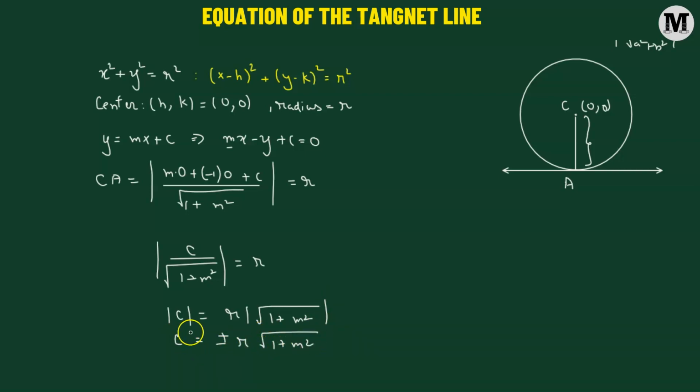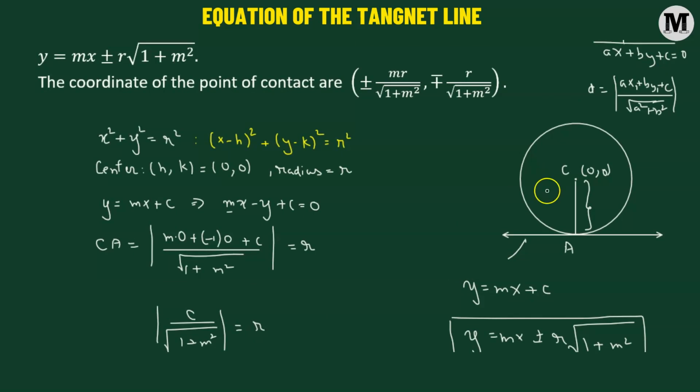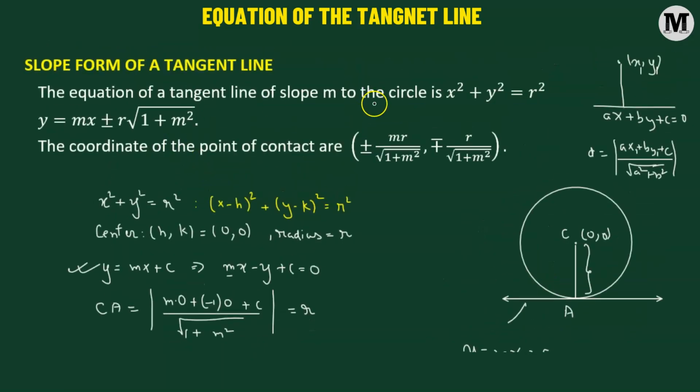So now we obtain the C, which is the y-intercept of the line. This is the line. So we earlier assumed that this equation be given by y equals mx plus c. Now what we'll do, replace the value of C with plus or minus the radius times square root of 1 plus m squared, and this becomes the equation of the tangent line. So here we have used the slope-intercept form of a line. So this y equals mx plus c is defined as the slope-intercept form of a line. That's why this particular equation, which is similar to the slope-intercept form of a line, is referred to as the slope form of the tangent of the line.